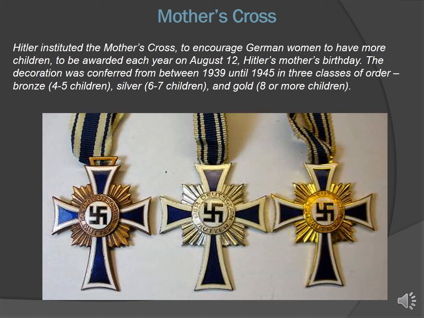So you can see here, these are something called the Mother's Cross that was awarded every year in Germany on Hitler's mother's birthday, August 12th, to women that had had a certain amount of children. So you'll notice that to get the Bronze Cross, you have 4 to 5 children, silver 6 to 7 children, and gold 8 or more children. Again, this idea of building up this massive Aryan nation.